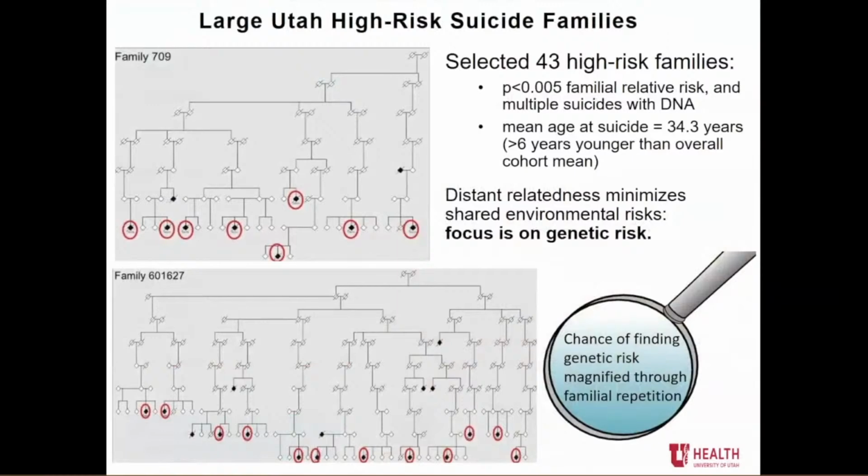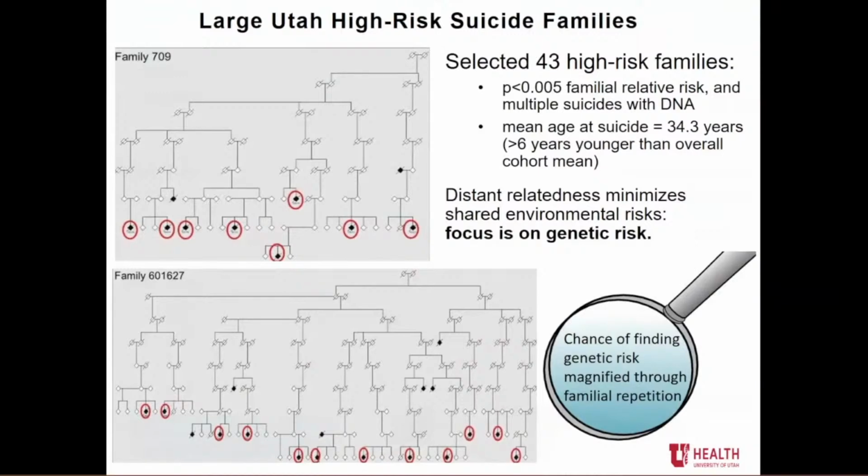And we do this by using a statistic at the familial level that's essentially a familial relative risk number. And doing this, we linked that giant database of suicide death data that we got from the medical examiner with the genealogical data that we get from the Utah Population Database. We selected some very high-risk families, and we did some genotyping.